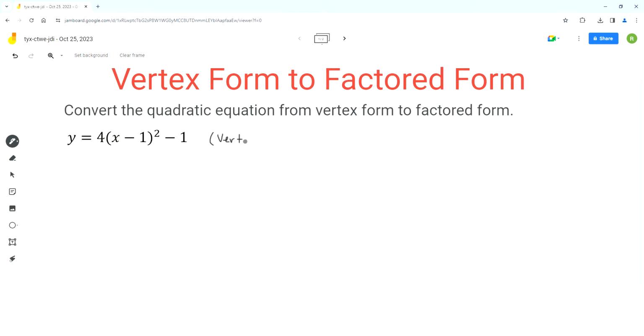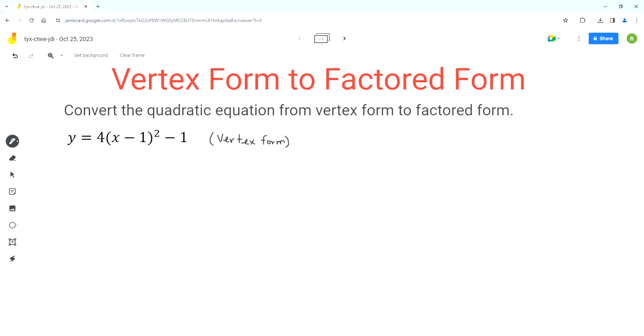So the vertex form is the one whose general equation is y equals a(x minus h) whole square plus k. Now there is no direct way of converting vertex form to factored form. So first we have to convert this vertex form to standard form, and then we convert the standard form to factored form. So let's start by converting this vertex form to standard form.